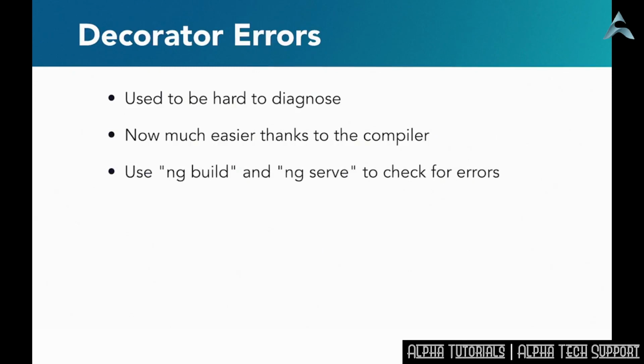ng build compiles your code and halts if there are errors. ng serve compiles your code, reports the errors, and continues watching for changes. Code editors like Visual Studio Code are also very helpful because they can reason about your files and give you real-time feedback without even compiling the code.